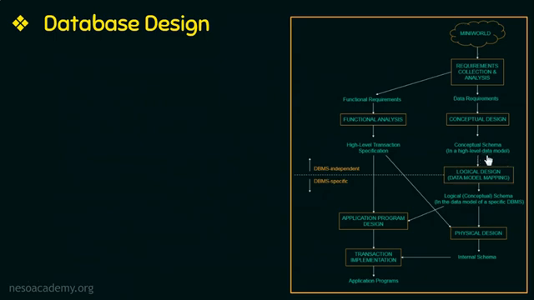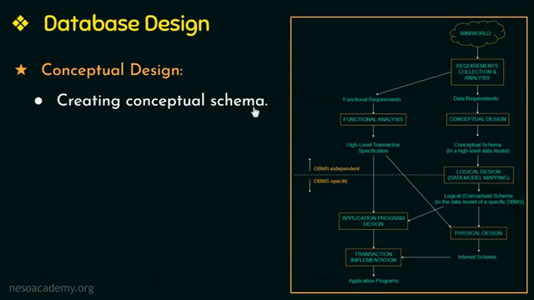We have already seen what a high-level or a conceptual data model is. A high-level data model is a data model that provides concepts close to the way users perceive data, or how users see data. So using this model, a conceptual schema is created, and this particular step is called the conceptual design. This step is for creating the conceptual schema.